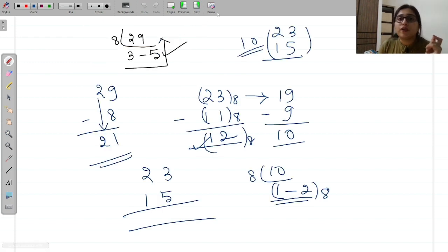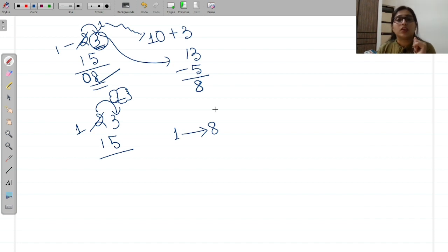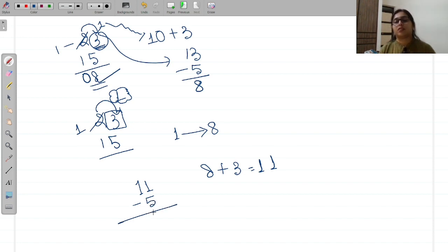So here, if I go to the octal system, here also this is giving you a borrow of 1 and this is subtracted by 1. This is giving you a borrow of 1, that means it is giving you 8. So you have to add this with the particular digit. So that is 8 plus 3, that is equal to 11. So if you are subtracting 11 minus 5, what are you going to get? 6.